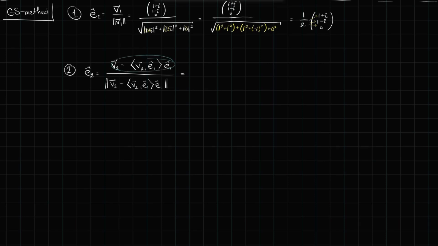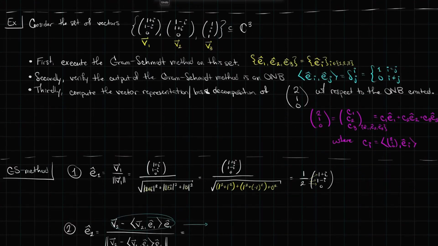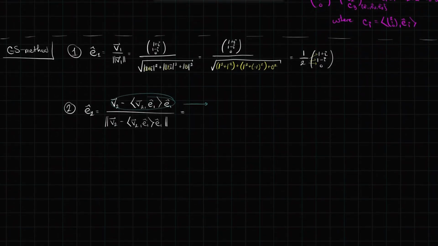If I just compute the numerator here, we can extract V2 all the way from up above. Here it is. So I can extract that as 1 minus i, 1 plus i, and 0 in the third component. I'm going to subtract the inner product of that, 1 minus i, 1 plus i, and 0, against what I've just computed, E hat 1, 1/2, 1 plus i, 1 minus i, 0. And then that also drops down to the side here, 1/2, 1 plus i, 1 minus i, and 0.